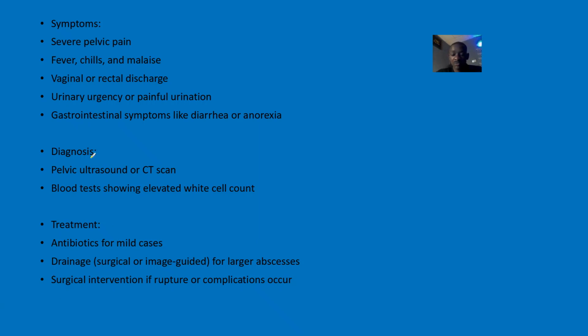So you diagnose it by history taking, physical examination, images like pelvic ultrasound or CT scans, blood tests. Treatments, basically the abscess is usually caused by bacterial infections, so use antibiotics. Then you can also drain the abscess. There's surgical interventions and all of that.